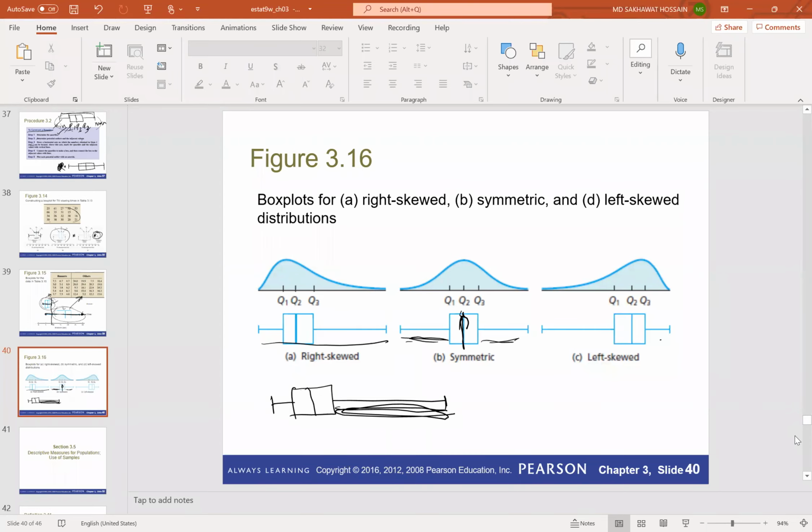And if you look at this one, it has a long tail on the left, and the median is shifted to the right. So that means this is a left skewed data set. So looking at the box plot, we can tell about the skewness of the data. We have Q1, Q2, Q3. We know the minimum value and maximum value, but we cannot calculate the mean from the box plot, right? We cannot find the mean from the box plot. We also have an idea about whether there are any potential outliers.